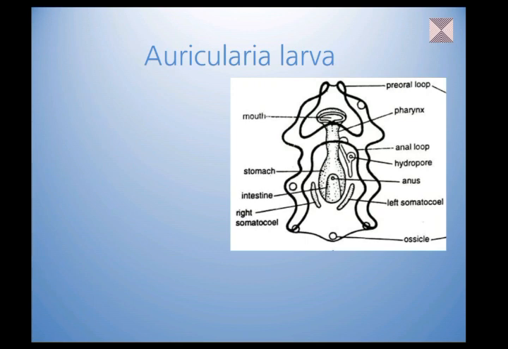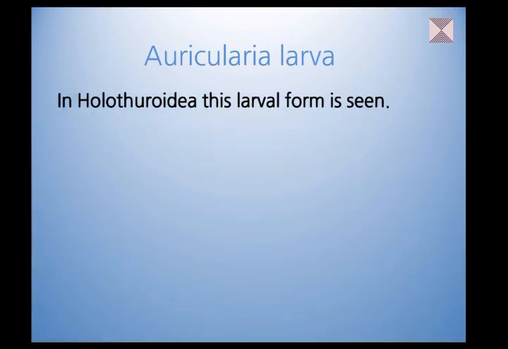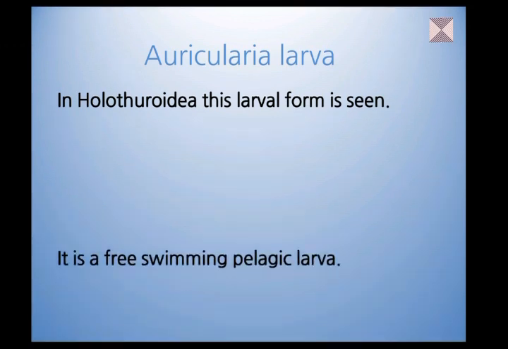Then if I take some of the other things, you have the somatocoel. This is the right somatocoel and this is the left somatocoel. And we have the typical structure of the echinoderm larva in the Auricularia also. So if I go for the larval form, this is present in the class Holothuroidea, and this larva is present in this particular class.